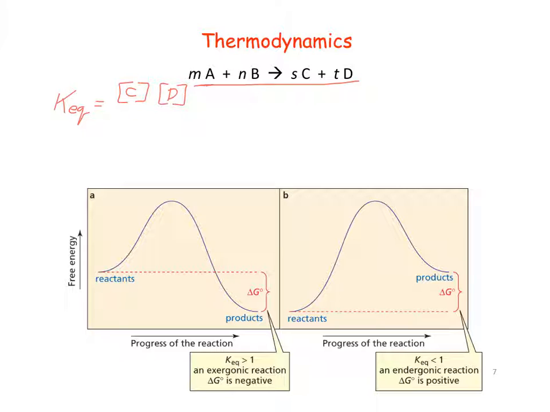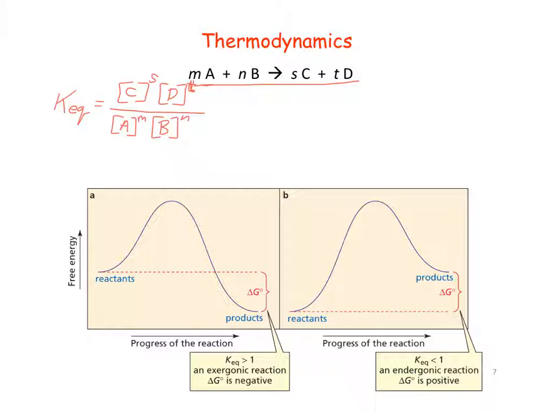and those are both going to be raised to the power of their stoichiometric coefficients. So C is going to be raised to the S power, and D is going to be raised to the T power. Okay, so this is the product side. Remember, and that's going to be divided by the concentrations of the reactants raised to the power of their coefficients, A raised to M times concentration of B raised to N. All right, so we can do this one or the other of two different ways.